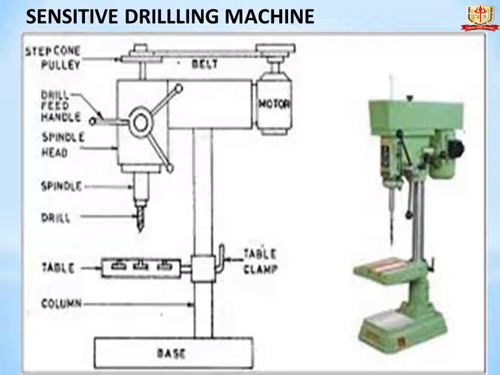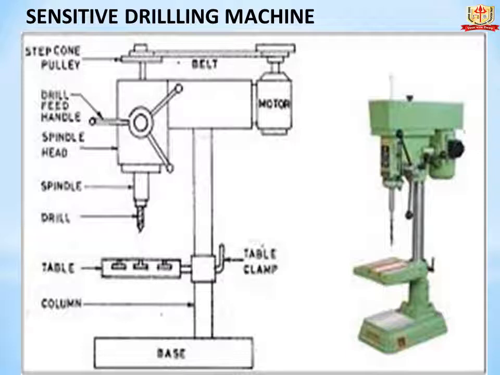Rotational speed of electric motor is transferred to a drill spindle through a V-belt arrangement. To get the speed variation, step cone pulley is used. By shifting the belt on cone pulley, different drill spindle speed can be obtained to suit work condition. Drill spindle is fed purely by hand control. No power feed is available. High speed and hand feed is necessary for drilling small holes.